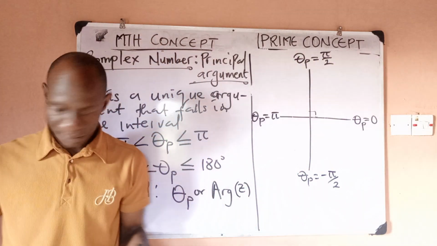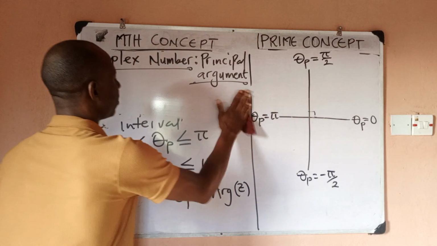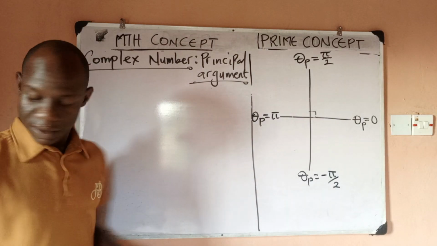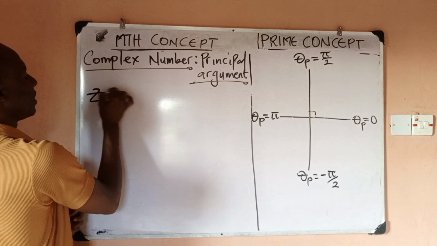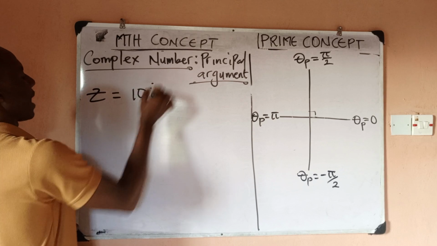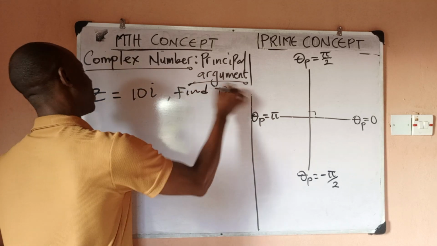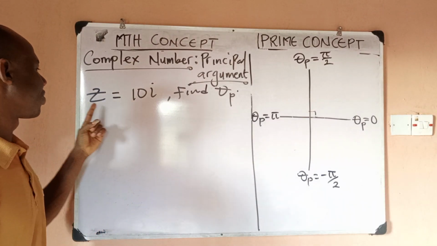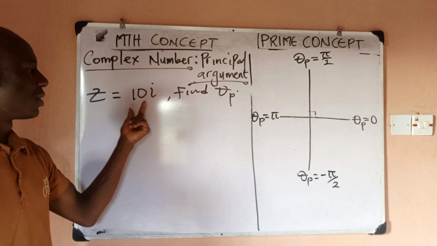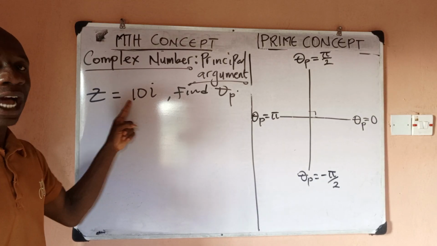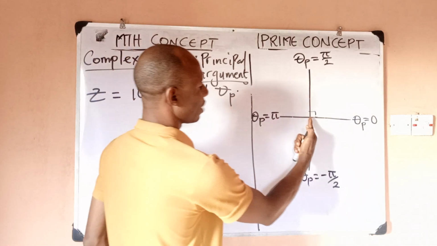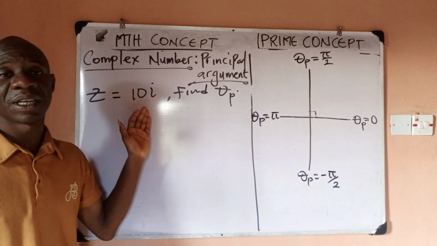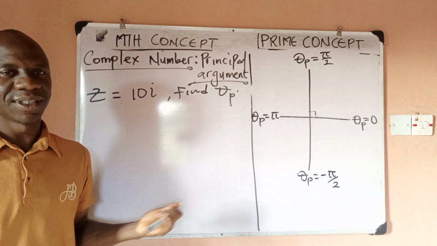Now say, before we further this, say you have z equals 10i. They say find the principal argument. Do you need to solve? Of course not. All you need to know is that this is purely imaginary, so it means it lies along the positive y-axis. So along the positive, what is the principal argument? It is 90 degrees. So it means that the principal argument for this is what? 90 degrees. So this is what you need to know.